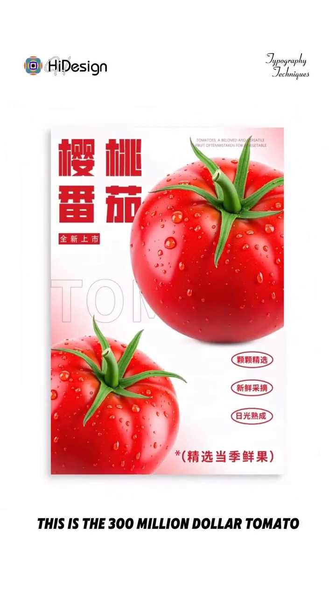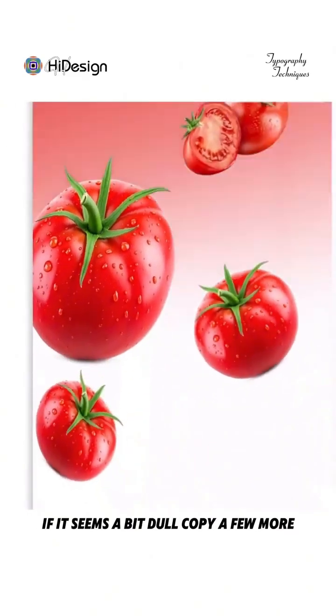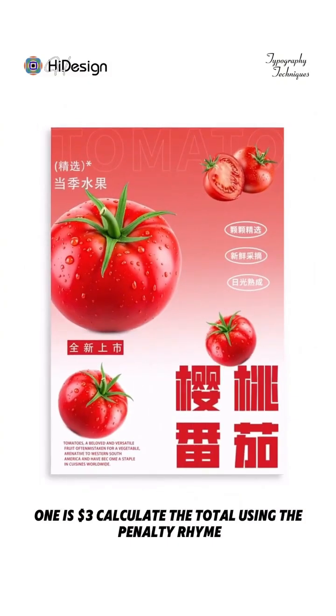This is the $300 million tomato. If it seems a bit dull, copy a few more. One is $3. Calculate the total using the penalty rhyme. What if we add more?